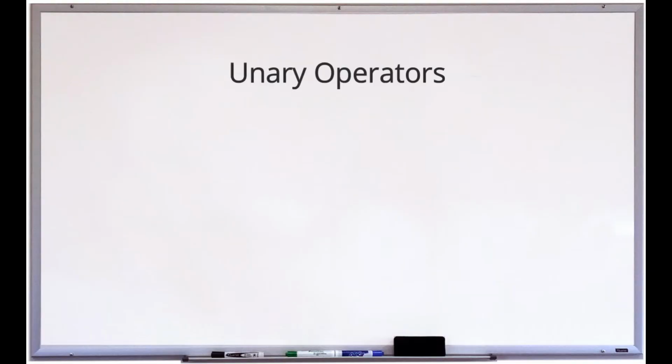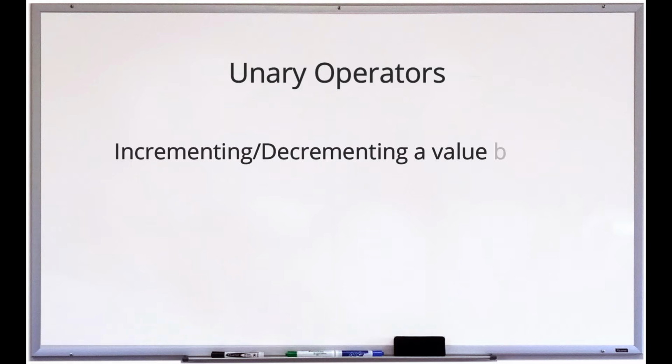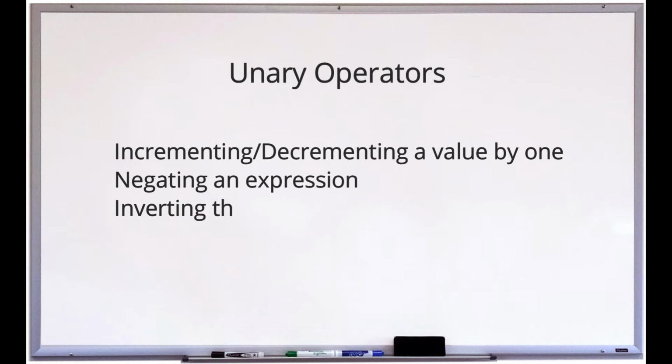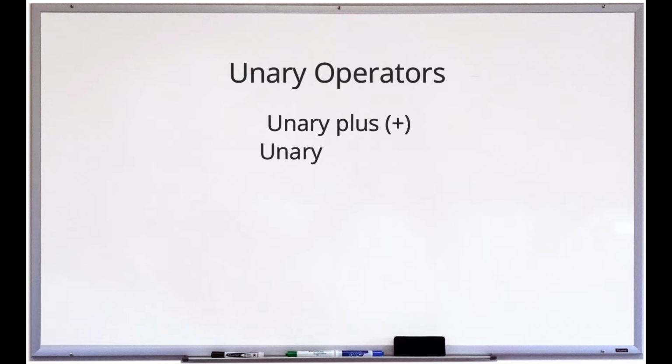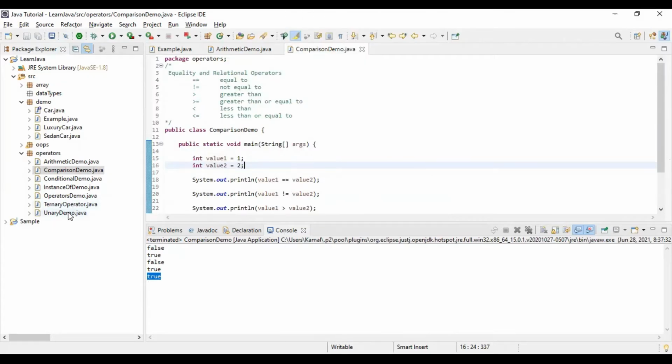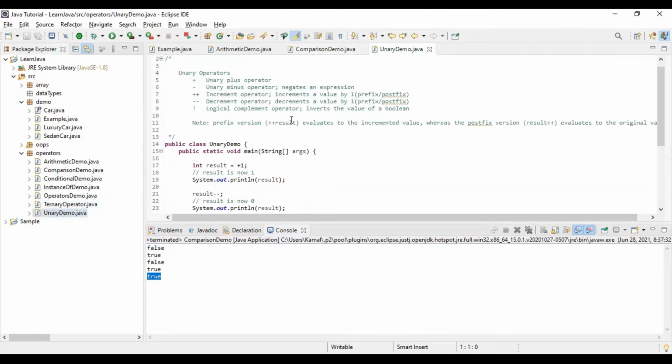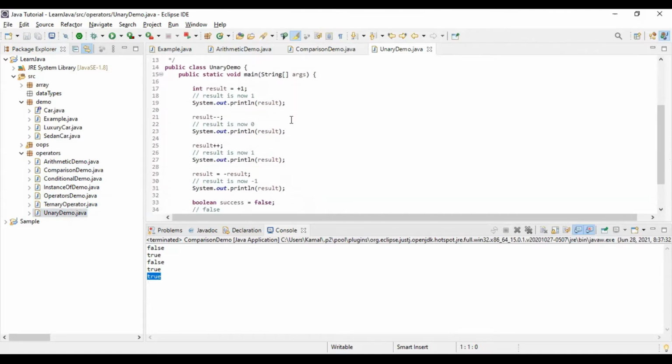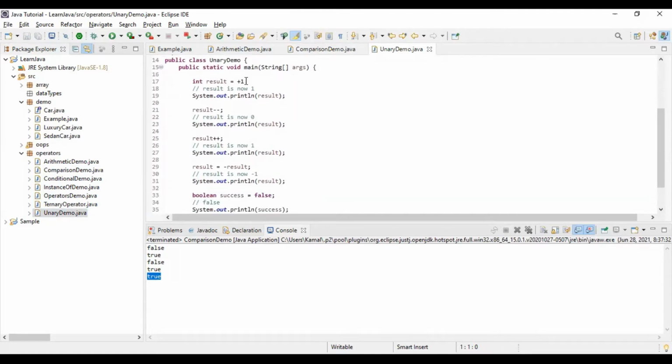Next comes unary operators. In Java, we have some operators which require only one operand. They can perform various operations such as incrementing or decrementing a value by 1, negating an expression, or inverting the value of a boolean. Unary plus operator, unary minus operator, increment, decrement, and logical complement operator. Here we require only one operand.